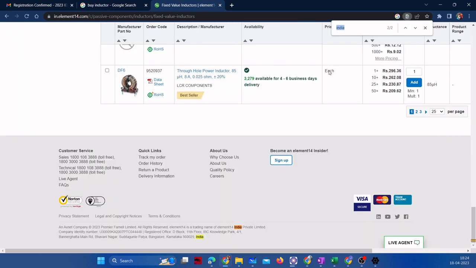If they are not available on the website, then some mail ID would be there to contact them. That you can do.